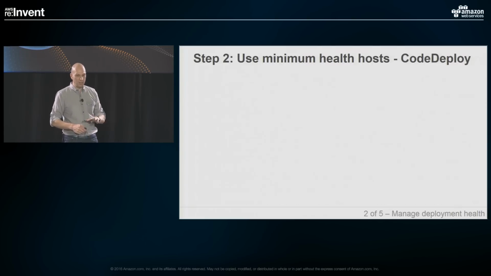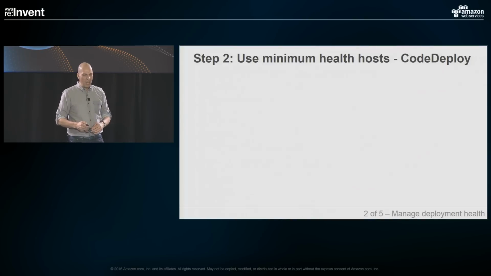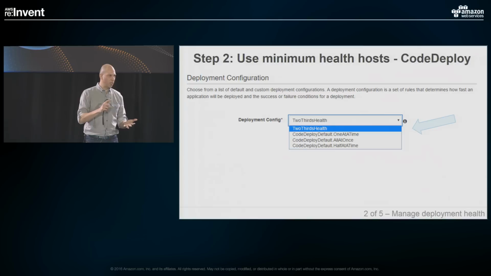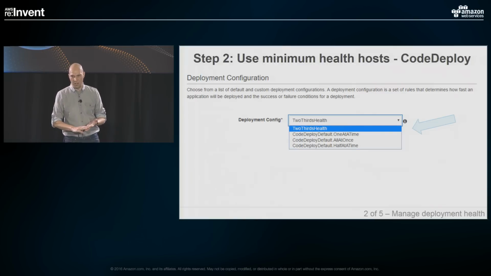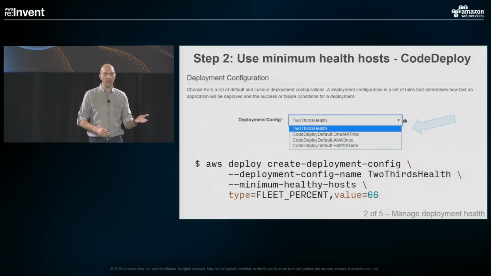So that's great. That gives us a little bit of flexibility on deploying out to production. We can configure this in CodeDeploy. So CodeDeploy comes with a default setting of deploying to one host at a time and failing if that host fails. It also comes with defaults of deploying 100% at a time, which you might use in your integration environment, or 50% at a time. Now, if these configuration settings don't work for you, you can define your own with the CLI.